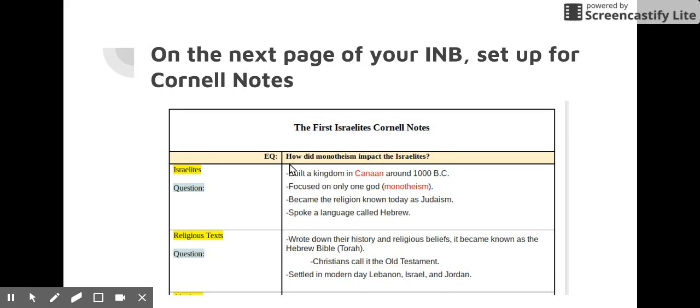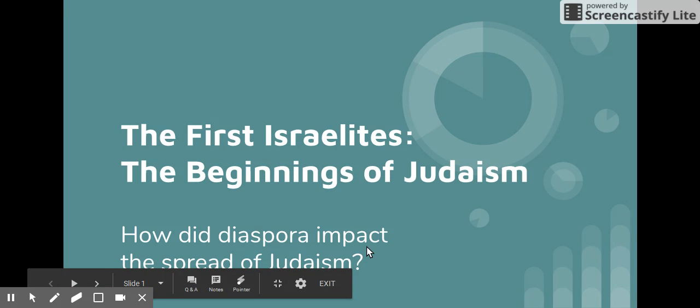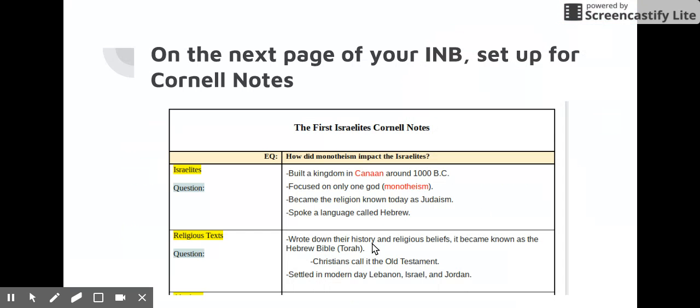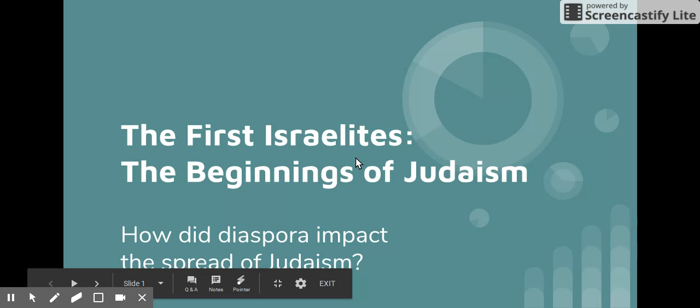The essential question is not this one. It is, how did diaspora impact the spread of Judaism? So that's what you need to write here along the top. Don't write this one down. Write, how did diaspora impact the spread of Judaism?